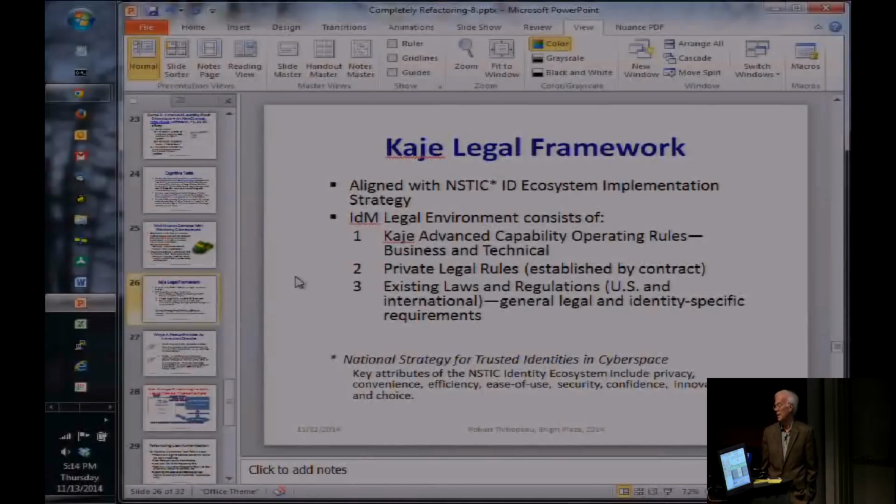The KAJE Advanced Capability Operating Rules, they're there. They're private legal rules, established by contract. They're existing laws and regulations, U.S. and international. But there's a hole in the law. And the hole in the law is international. It's completely international.